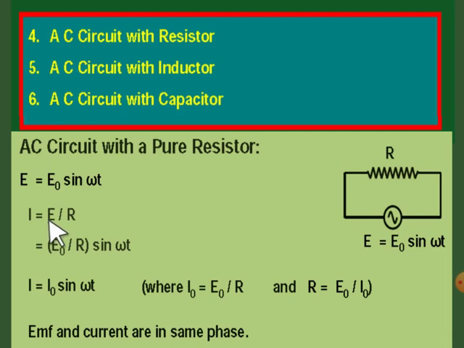So instead of this instantaneous EMF, let's replace it by E naught sine omega t, so that it will be E naught by R sine omega t. Now you can express this as I equal to E naught sine omega t divided by resistance, because this is the peak EMF. So even though this is a peak EMF, this is also just the potential difference. So potential difference divided by R, as it is peak, the current will also be peak or maximum. So we can express it as I equal to I naught sine omega t, where I naught is equal to E naught by R, and R can also be expressed as E naught by I naught.